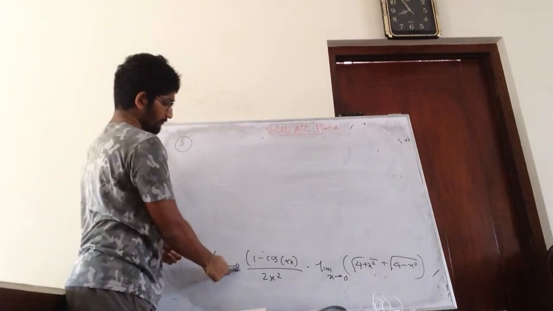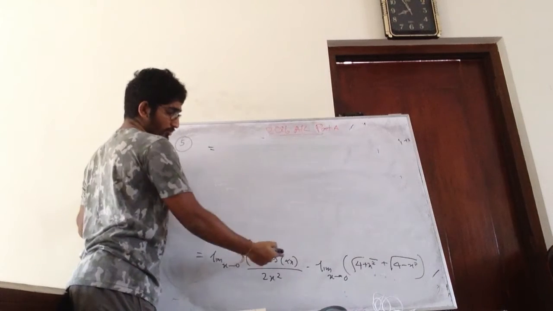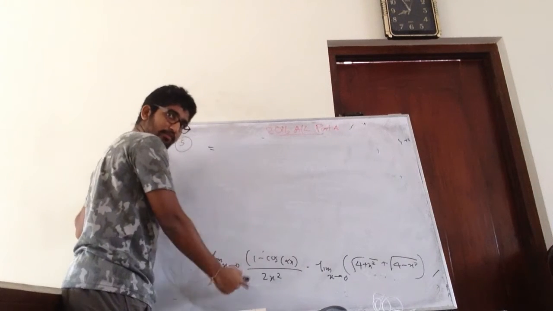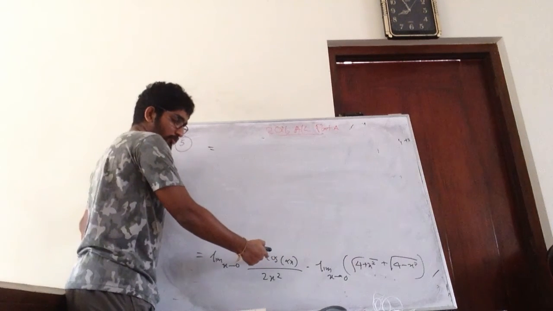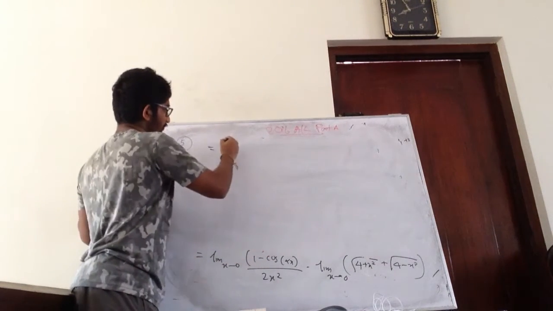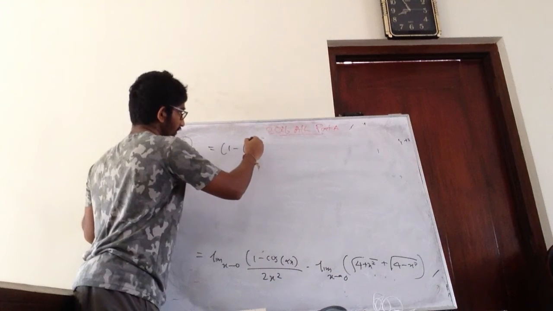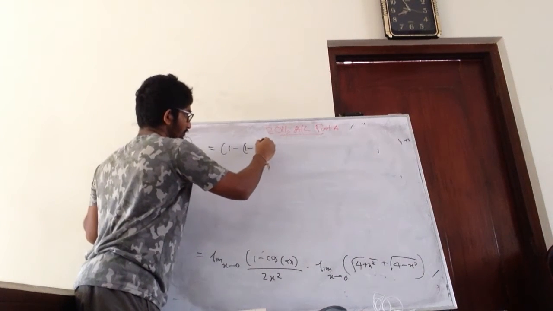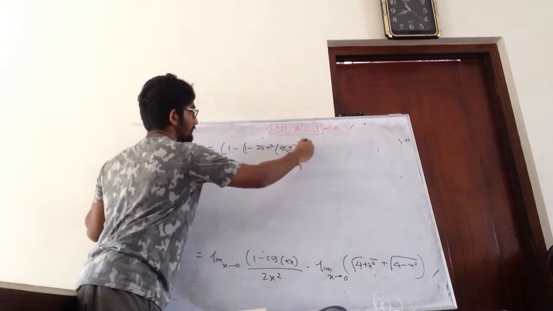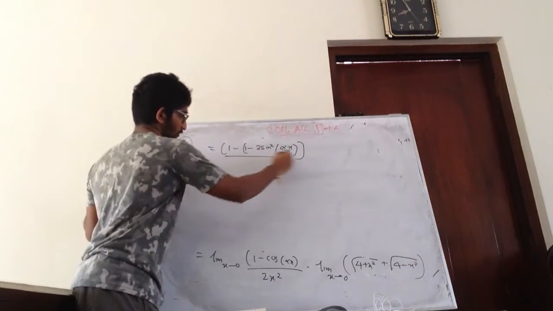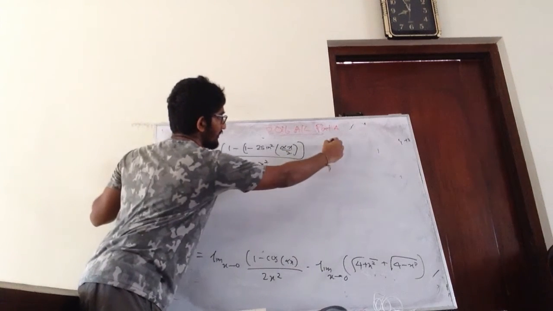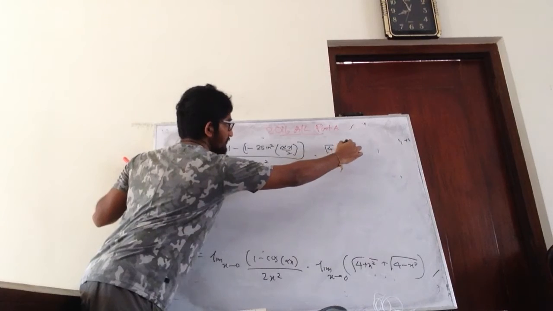Right? So now I can convert this into a form that I can utilize. I'm going to get this in terms of sine square. So what I'm going to do is 1 minus 2 sine square, the half angle of this. Now over 2x square. If I put the limit here, I will get square root 4 plus square root.